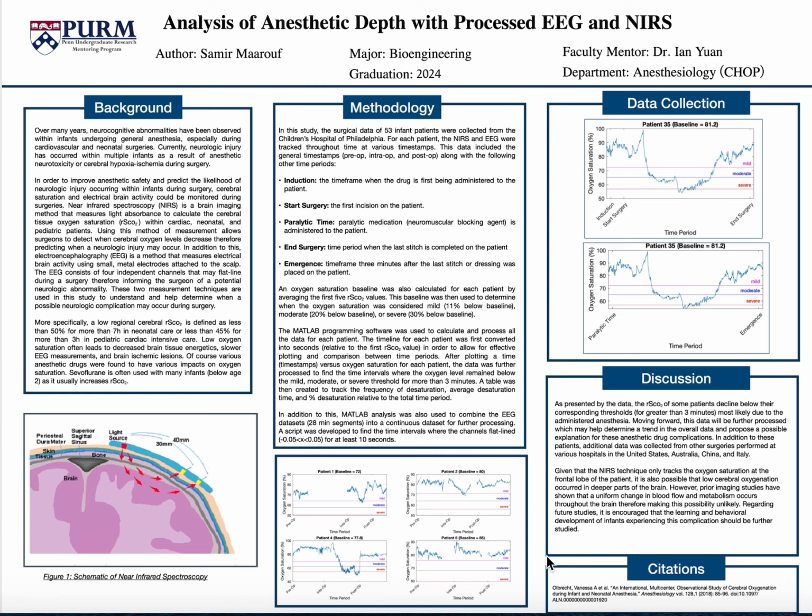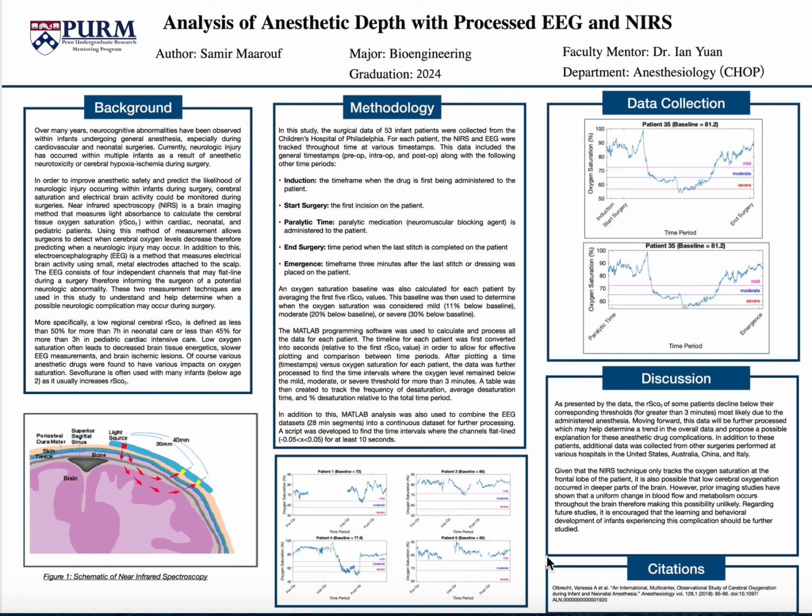And so basically, prior to doing so, an oxygen saturation baseline was calculated for each patient first by averaging the first oxygen saturation values of each patient. After doing so, the baseline is then used to determine when the oxygen saturation is considered mild, moderate, or severe, which basically means how far below the determined baseline the patient's oxygen saturation may be during their surgery. And so that is specifically for the NIRS data.